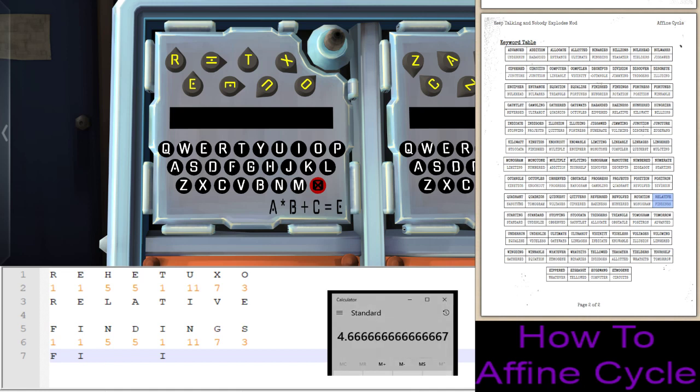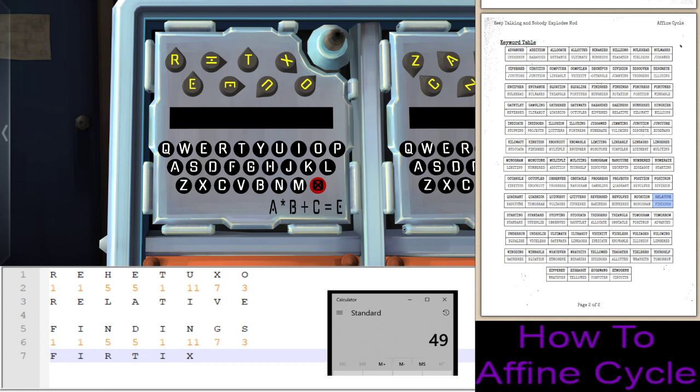N, 14. Oops. N is 14 times 5. Too big. So let's knock off some 26s. There we go. R. D is 4 times 5 is 20. 20 is within range. That's a T. N, 14 times 11. That's way too big. So we'll subtract some 26s. 24. That's an X.